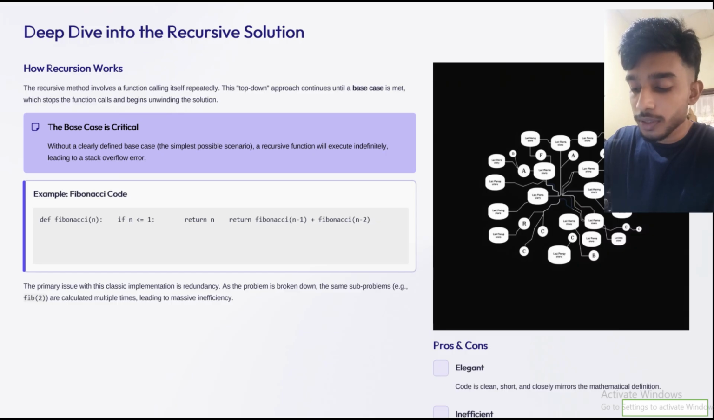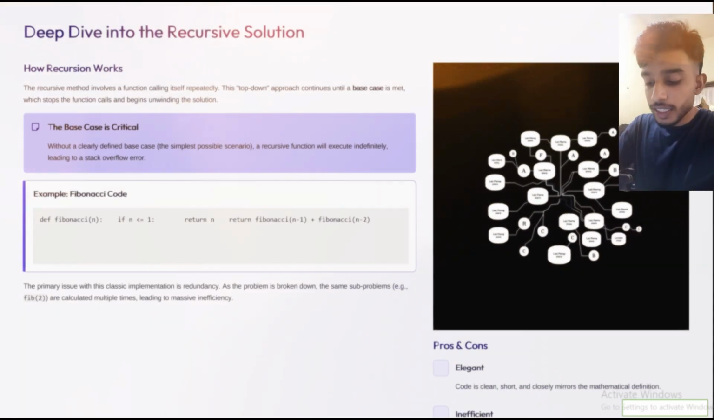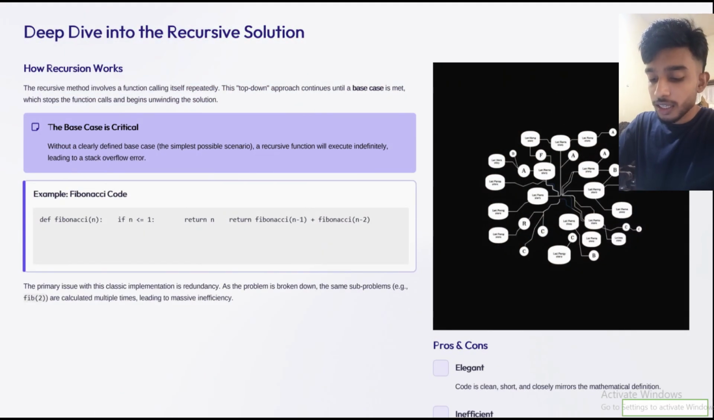Recursive solutions have some advantages and disadvantages. The advantages of a recursive solution: elegant and intelligent, easy to read and write. Slow for large numbers and memory intensive is a disadvantage of the recursive solution.